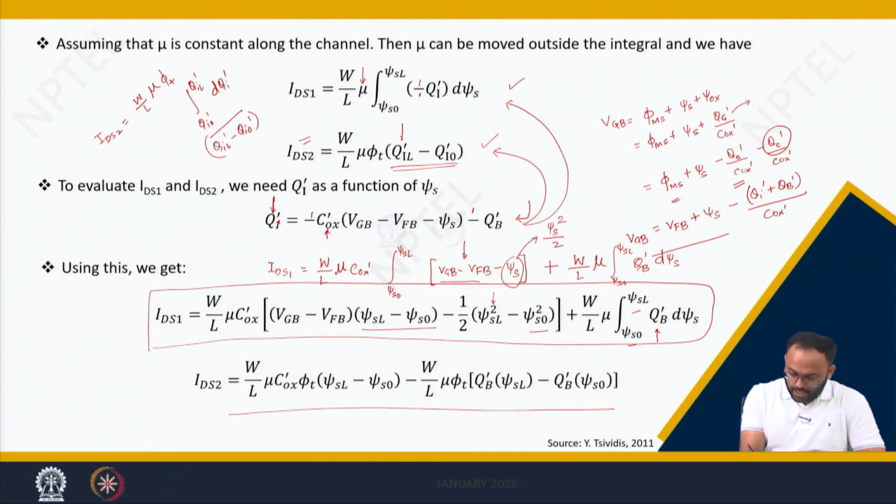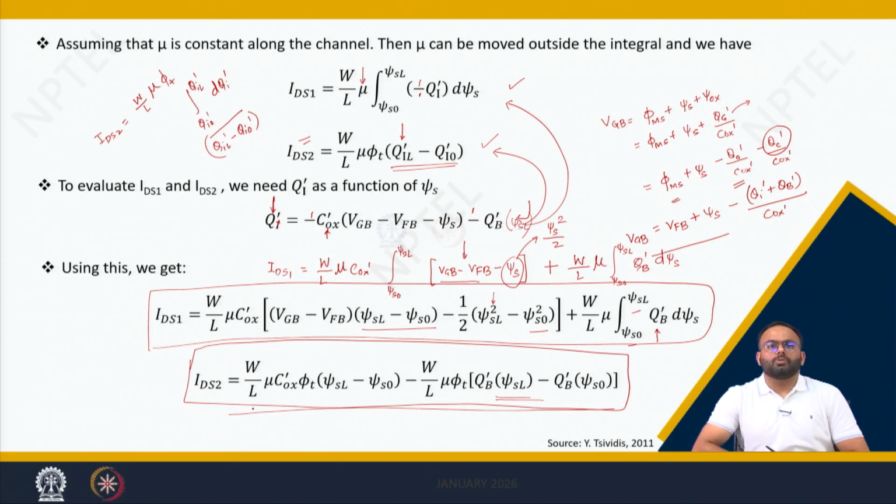So when you put Qil dash, ultimately you are writing W by L mu into phi t minus Cox (VGB minus V flat band voltage minus psi sl minus Qb dash at psi sl). That is what this term is coming up. So ultimately the closed form equation for IDS2 can be written as W by L mu into Cox dash phi t into (psi sl minus psi s0) minus W by L mu into phi t into (Qb dash, which is a function of psi s, at psi sl minus Qb dash as a function of psi s0).